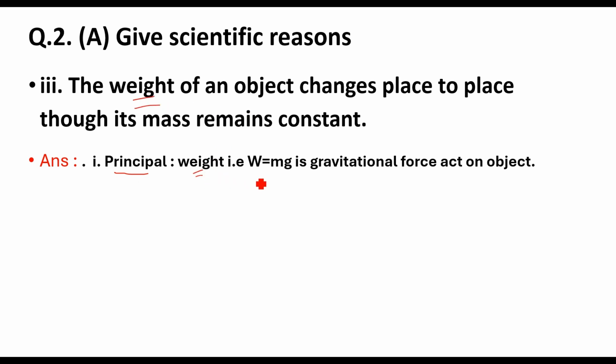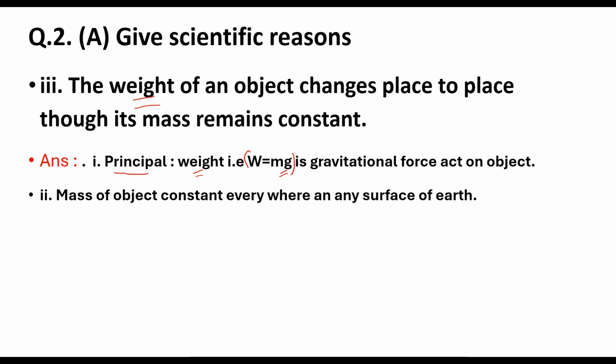So here I use the principle: weight is equal to W, and W is nothing but m into g, where g is the gravitational force on an object. So what is weight? We can put it in brackets this way: weight is equal to the gravitational force acting on an object, and in mathematical form we can write W equal to mg. Weight depends on two factors, one is mass, the second is gravitational force, where the first point is that the mass of the object is constant everywhere on any surface of the earth.